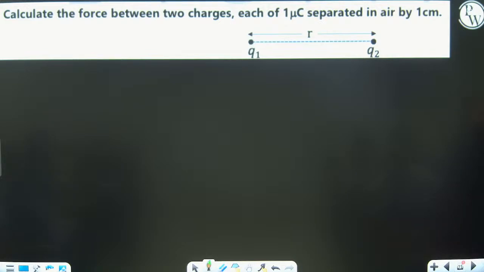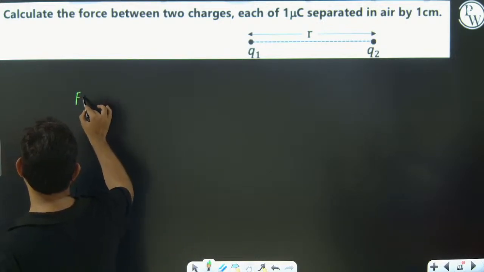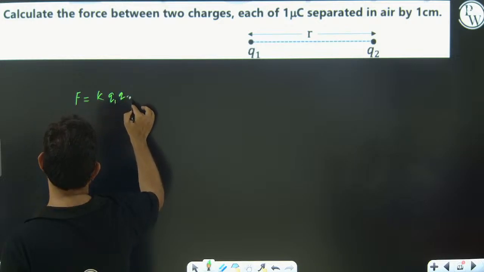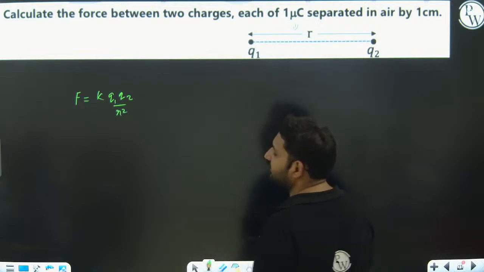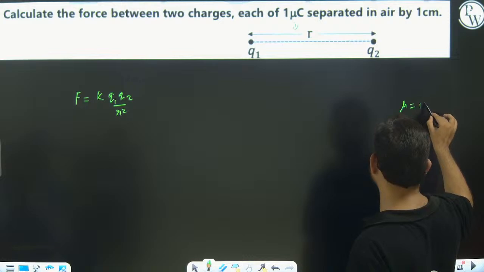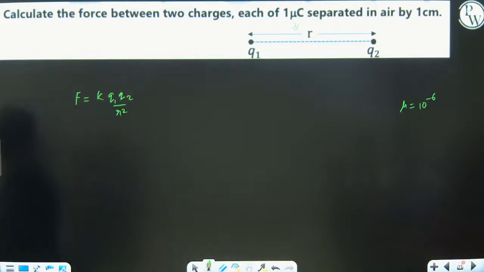Calculate the force between two charges, each of 1 microcoulomb, separated in air by 1 centimeter. We have to just apply the formula F is equal to K Q1 Q2 upon R square. Tell me what is the meaning of this 1 microcoulomb? Micro is 10 to the power minus 6. Okay, solve it. What is the answer, beta? 90 coulomb.